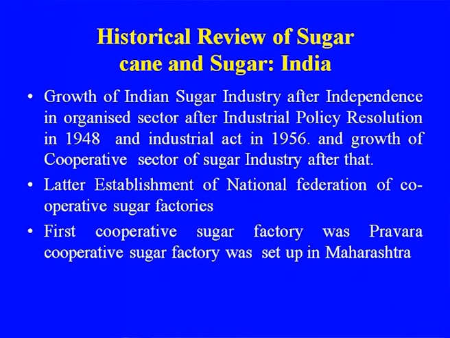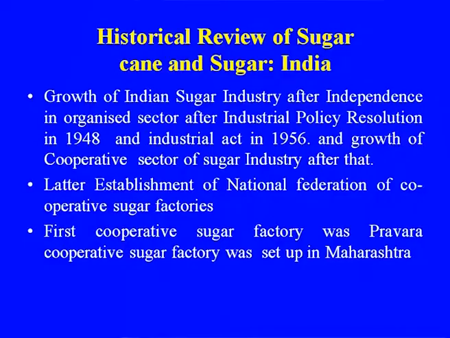Growth of the Indian sugar industry in the organized sector came only after independence, after the industrial policy resolution in 1948 and the Industrial Act in 1946. And with the growth of the cooperative sector of the sugar industry, a lot of development in sugar production and the setting up of sugar mills came into existence. Later the National Federation of Cooperative Sugar Factories was established, and the first cooperative sugar factory was Pravara Cooperative Sugar Factory, which is in Maharashtra. And Maharashtra is also one of the leading sugar producing states in our country.